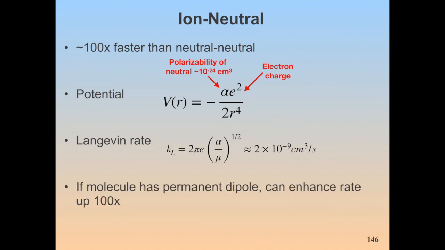All right. Now, if you have a permanent dipole on there, this can also enhance your rate by up to like another 100 times. So if you have no permanent dipole, your polarizability is going to be fairly small. But if you have a permanent dipole, you're going to have a much higher polarizability because your molecule already has a natural dipole existing in it, not just an induced dipole for that.